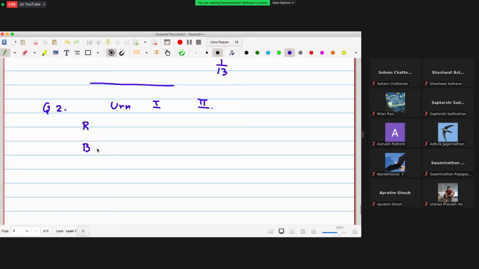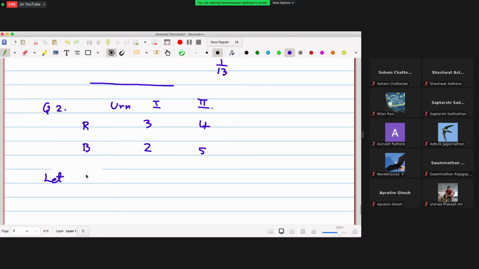So this contains 3 and 2, 4 and 5. Okay. Now a ball is transferred from, this is after transfer, what is the thing? Okay. So I don't want to repeat the problem. It's already written there.